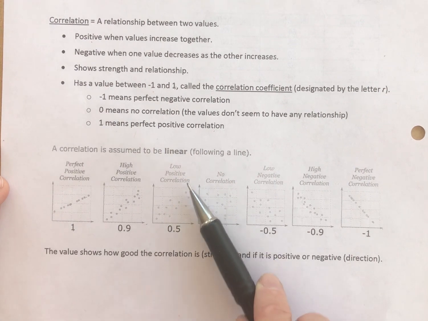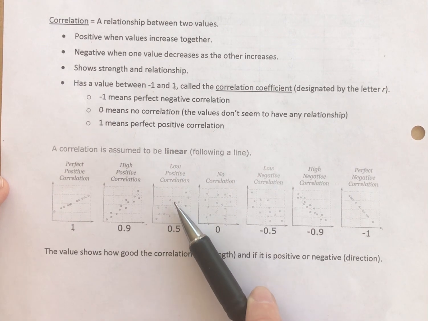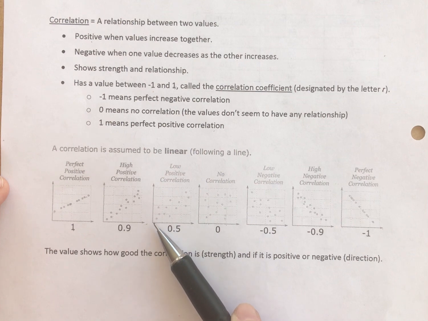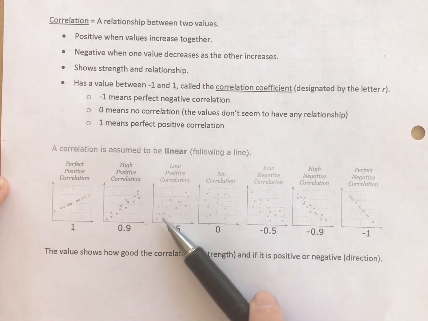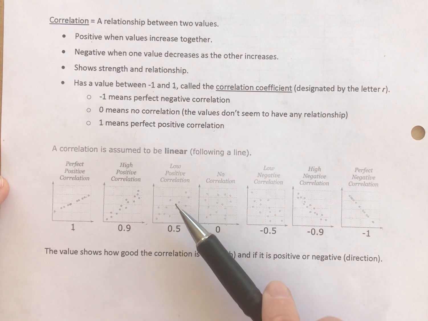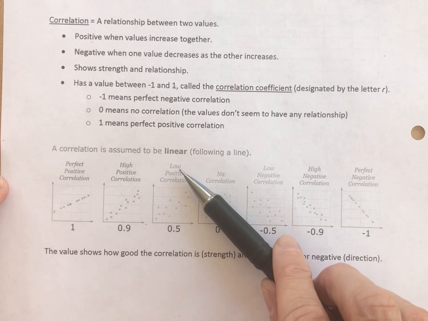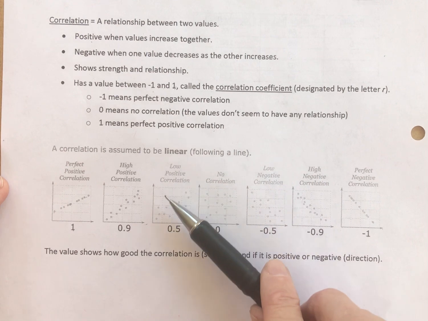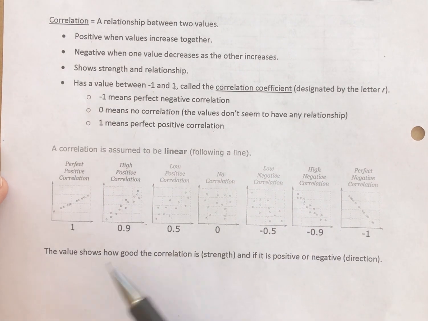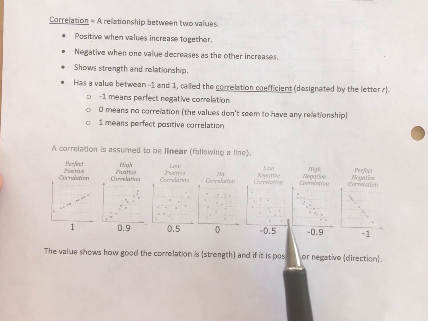0.5, a low positive correlation. You can kind of see it in here that as X increases, Y increases. It's not great, but it is kind of there. Some folks may say as low as 0.3. They may call this a weak positive correlation. It just depends. Okay, different books and different people will say slightly different things.